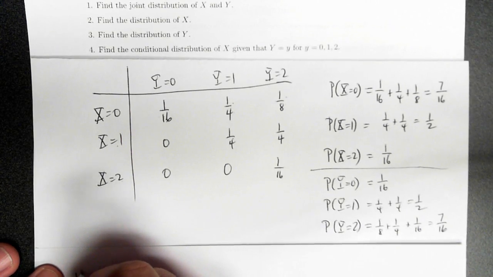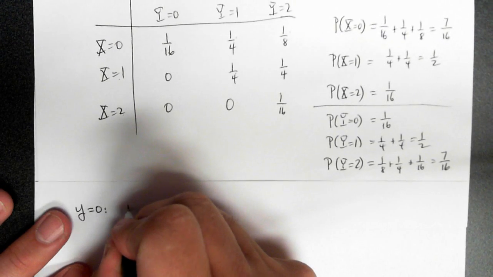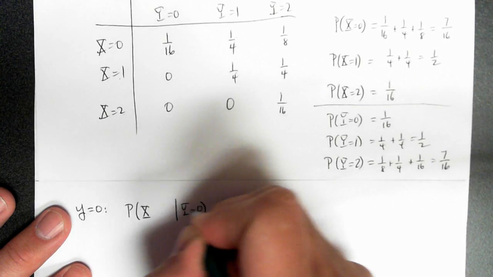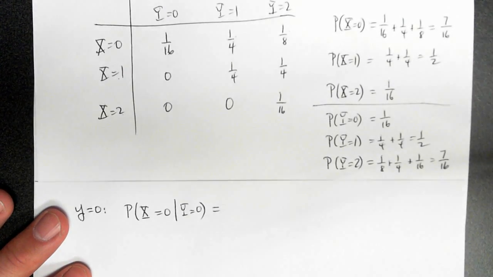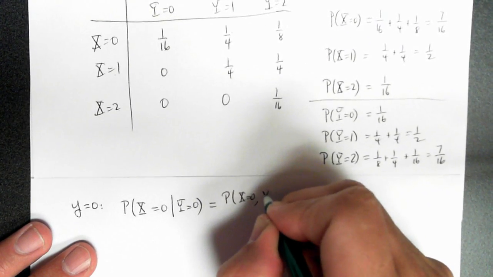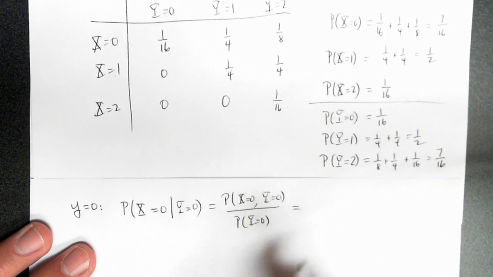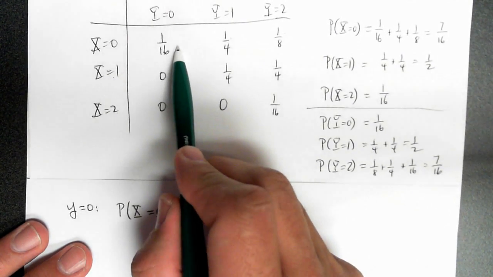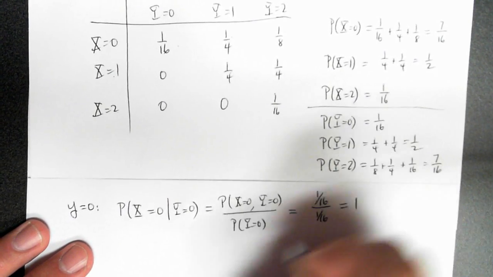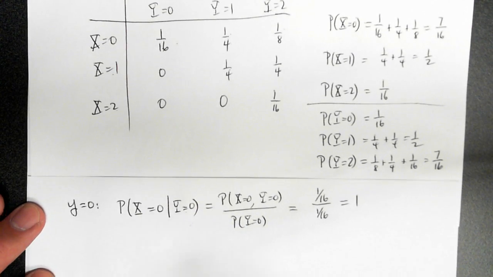Okay, so first off, let's take little y equals 0, and let's find the conditional distribution of x given that the maximum is equal to 0. Well, there's only one possibility for that, x equals 0. And so that's the probability that x equals 0 and y equals 0 divided by the probability that y equals 0. That will be 1/16 divided by 1/16, which works out to be 1. In other words, if the maximum is 0, then you're guaranteed that the minimum is equal to 0. Okay, that's easy.